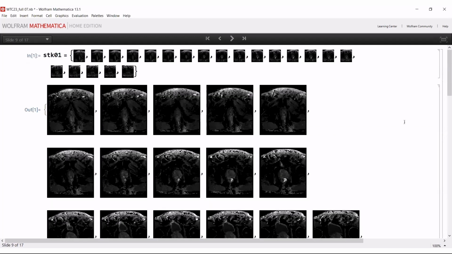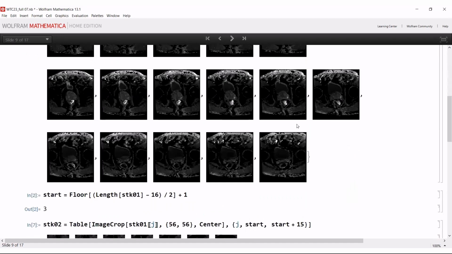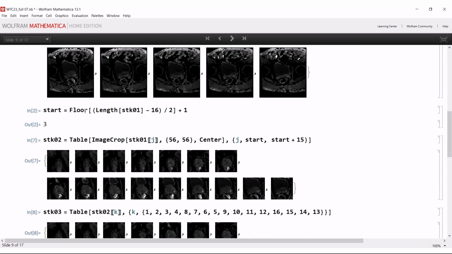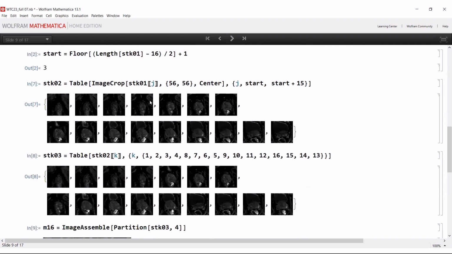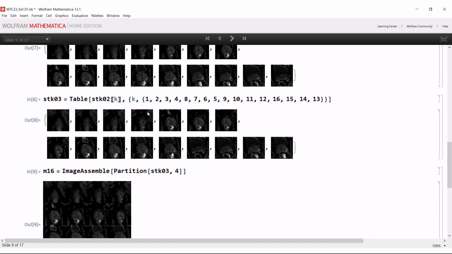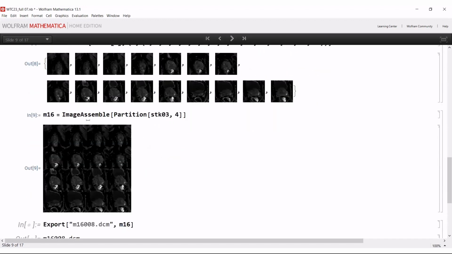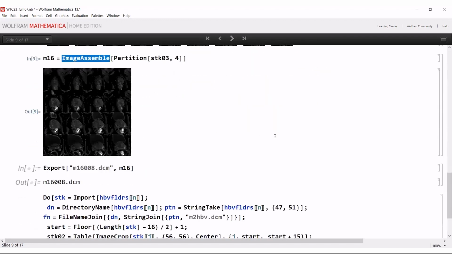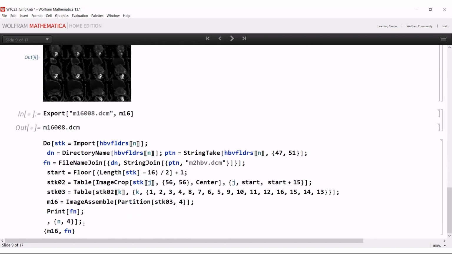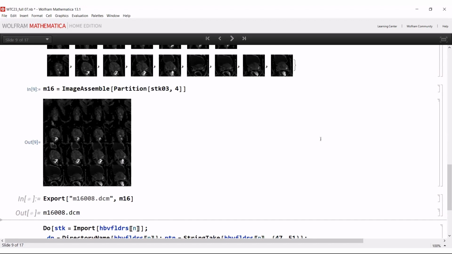Here's a little bit of Mathematica code. Here's a stack of, I think it's 21 slices for this particular patient. We determine where to start amongst that lot to get the central 16 slices. We then use ImageCrop, which is fantastic, just to give 56 squared pixels from the center. We then rearrange these images into that S-shaped pattern and use ImageAssemble to obtain the mosaic, which we can then export. All of this can be put into a Do loop for massive batch processing, originally for 400 patients.